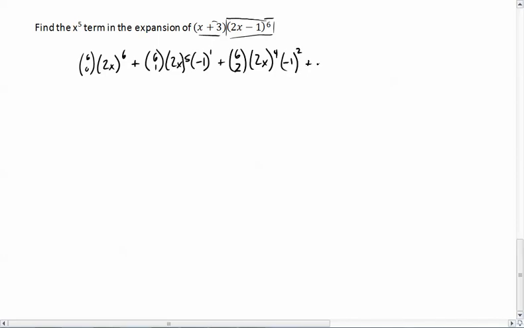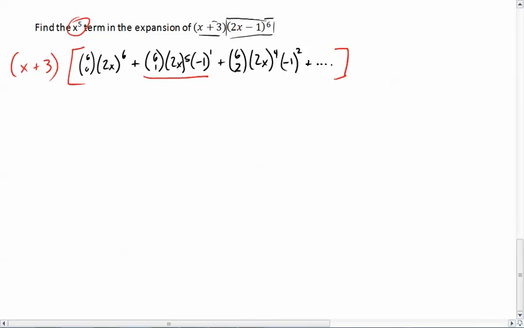You can keep going if you want, but I'm going to stop here because I don't need to go any further. Some of you recognize that I'm looking for the x to the 5th term, and I've got one here. Now that's just the 2x minus 1 to the 6th power, but that's not quite the answer to our question, because remember, we need to take all of that and multiply it by x plus 3.